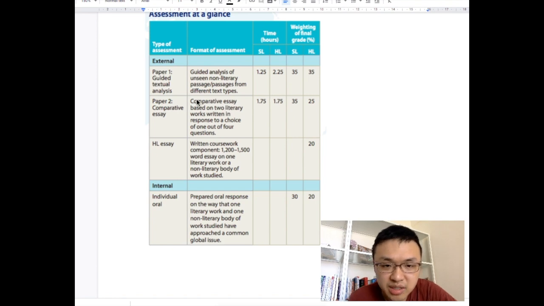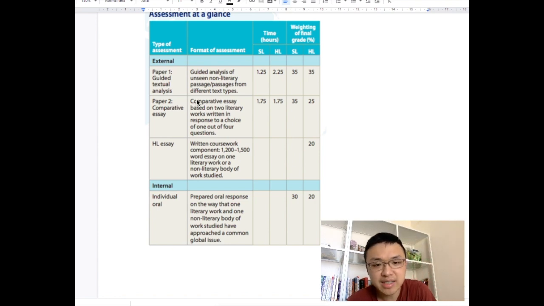Paper 2 is the same for both HL and SL. You get 1 hour and 45 minutes. You will get about 5 to 6 questions about the novels. For example, how is the theme of friendship portrayed in the work? How does the writer use characterization to build up his theme? It's going to be a question about the literature you study at school, and you need to compare 2 literary works in your answer. This is the same for HL and SL. It's a comparative essay based on the works you have studied in school.